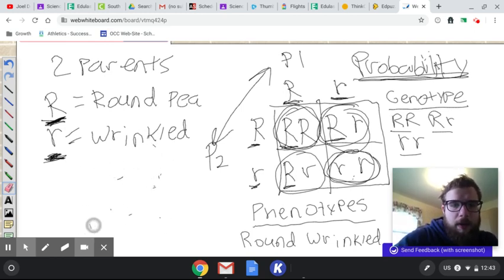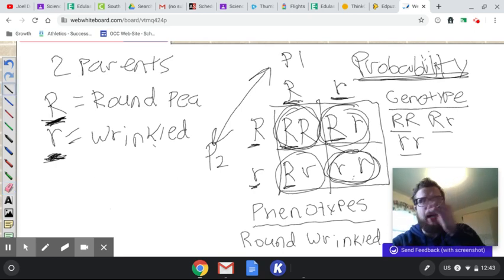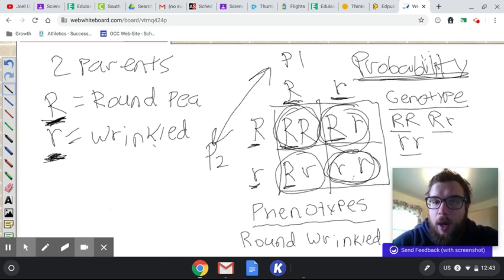Okay, so now let's talk about probability. What are the odds? You can use a Punnett square to determine the odds that I'll get a wrinkled pea plant or a round pea plant. So look at this. We've got 1, 2, 3 boxes of our 4 that have the dominant trait in them. 3 out of 4 have the dominant trait, and we know that if you have one dominant trait, then you are going to have whatever that trait is. You're going to be round in this case.